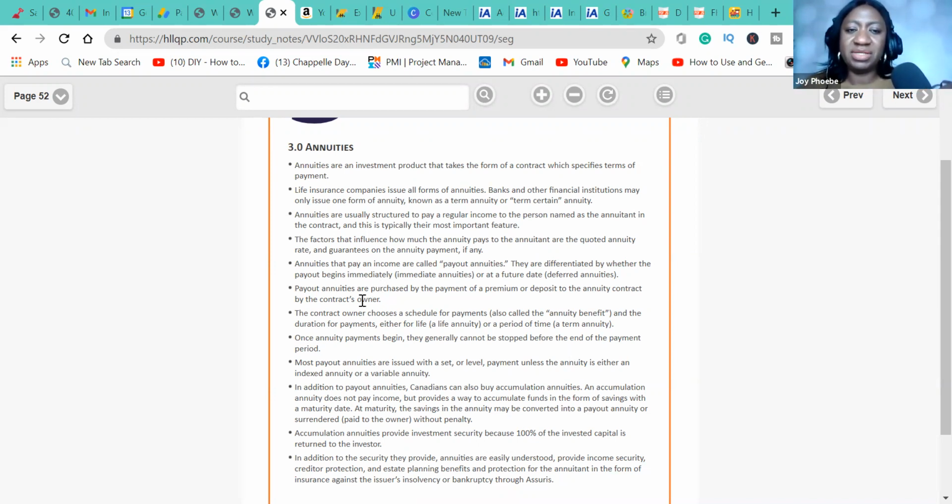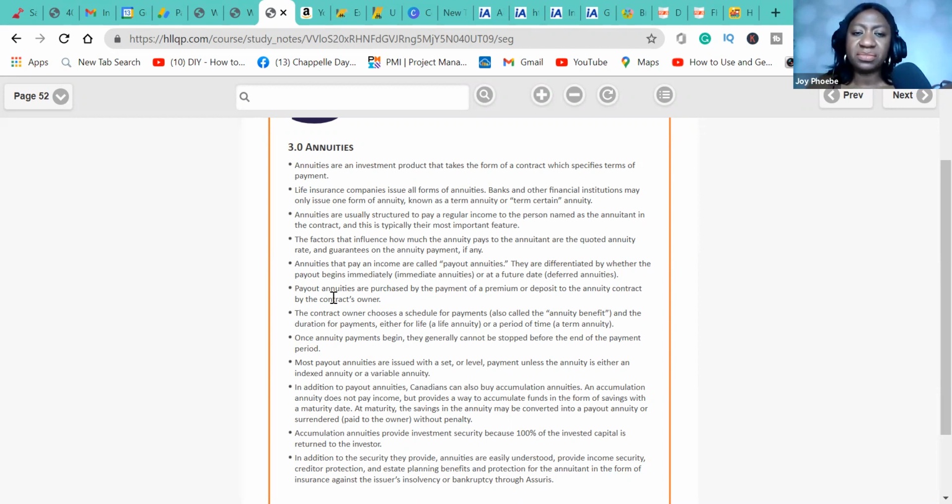Awesome. So we're moving on to annuities in detail now. As we already know, an annuity is an investment product that takes the form of a contract, which specifies terms of payment. It could be an immediate annuity or a deferred annuity. An immediate annuity is when the payment commences immediately, and a deferred annuity is a situation whereby the annuity payments are deferred to the future.